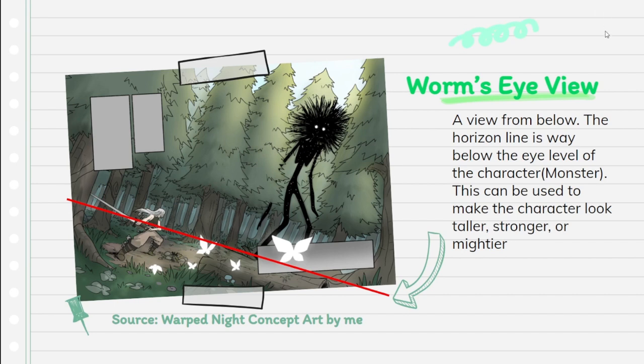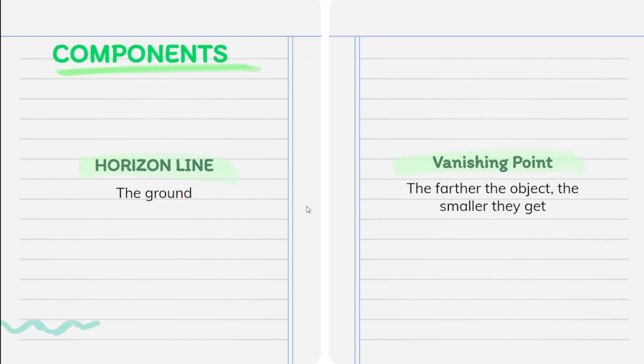So in the examples here, this is a concept art while I was still conceptualizing Warp Night. The monster here is shown in a worm's eye view, which makes them look more intimidating. Okay, so with that in mind, let's talk about the vanishing point.